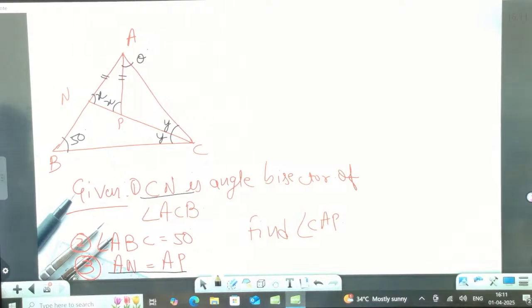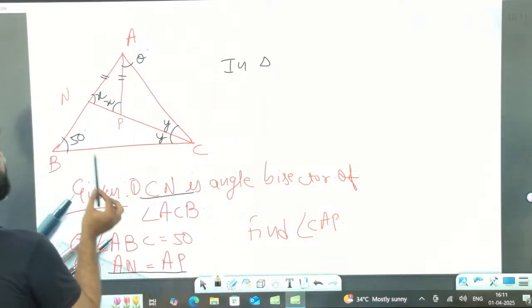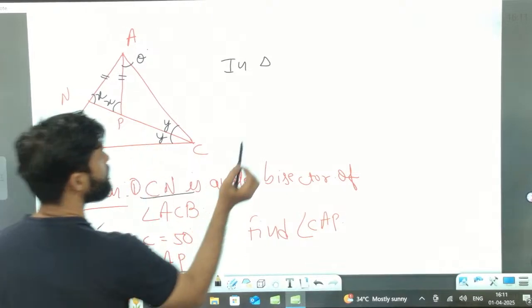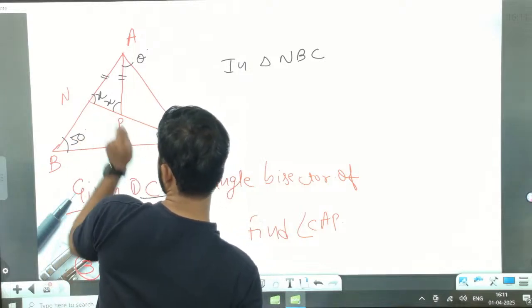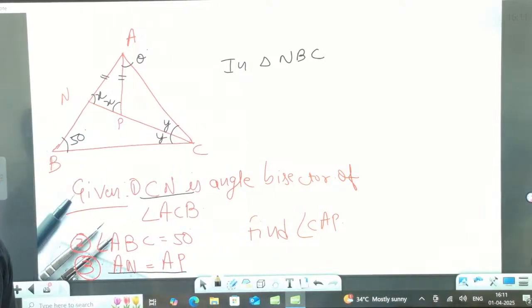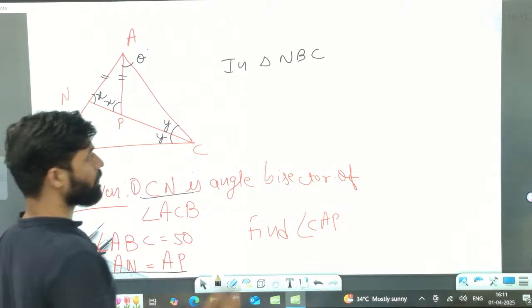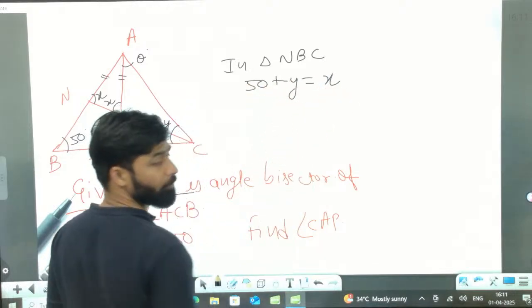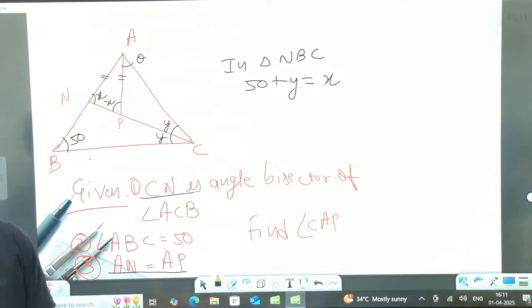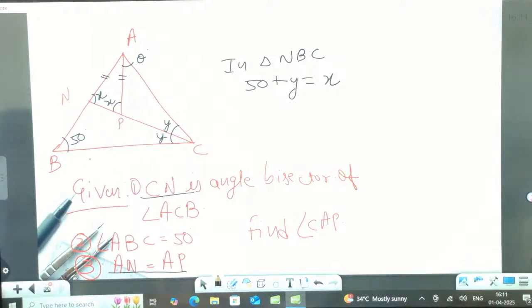Okay, any problem? So in triangle NBC, I can say 50 plus y equals x. The sum of two interior angles will be equal to the exterior angle. So I can say that 50 plus y equals x. Any problem in this? No? Okay, let's come to this triangle APC, where theta plus y will equal x.